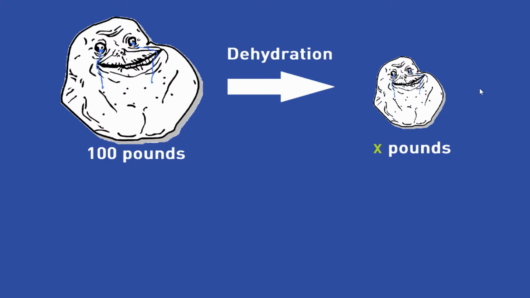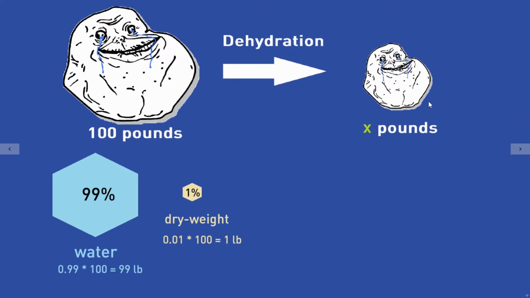Now we will take a look at the percent numbers. So in the beginning we have 99% water, which means 0.99 times 100 is 99 pounds. So in the beginning we have 99 pounds of water. And we also have 1% dry weight, which means 0.01 times 100 is 1 pound. So 1 pound dry weight.